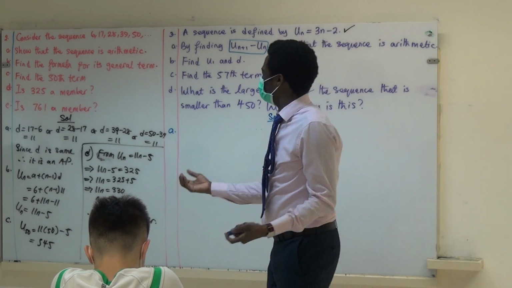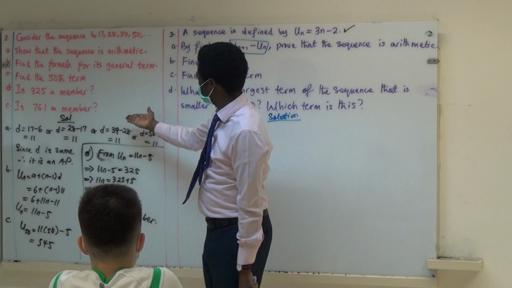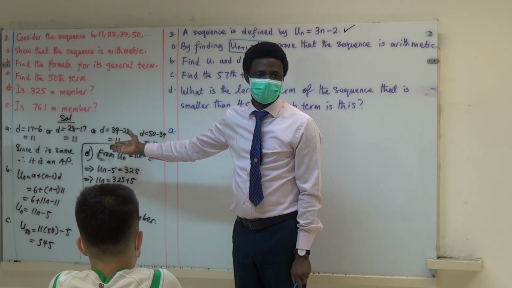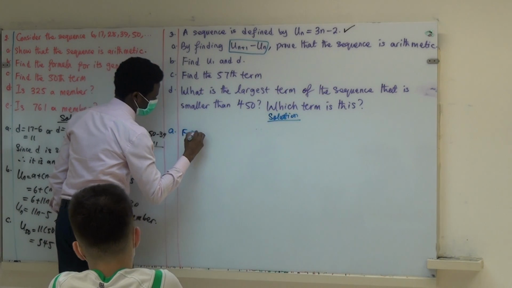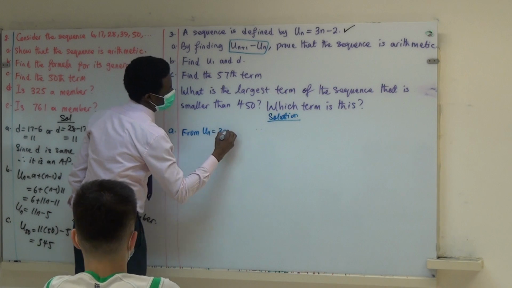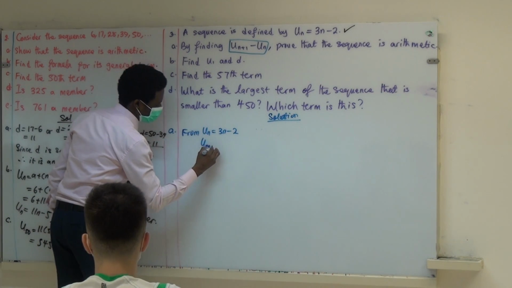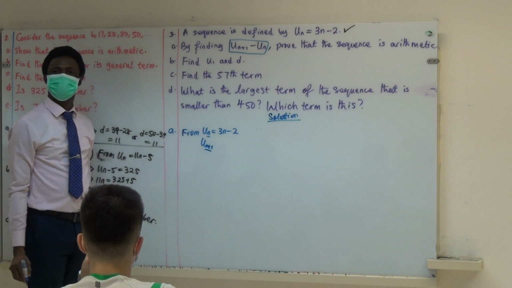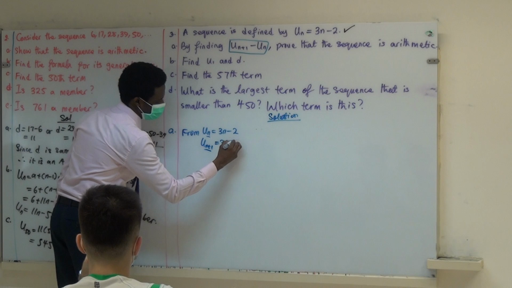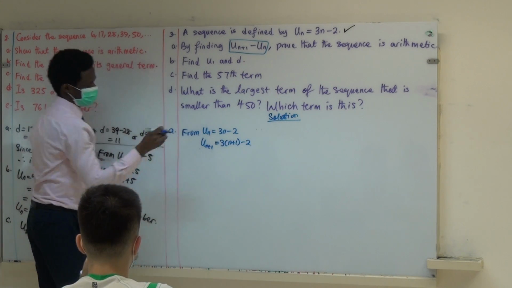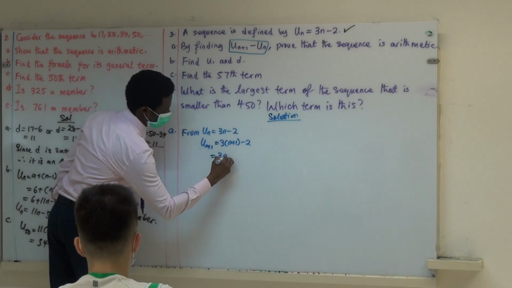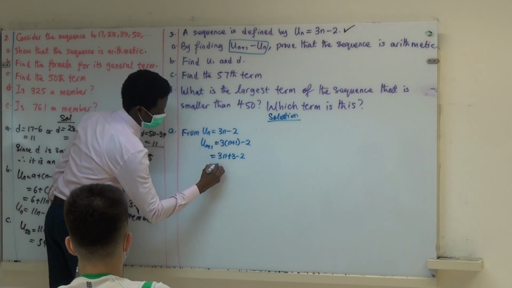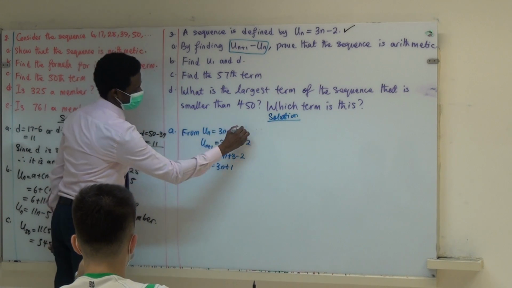But we are not finding the common difference as a number, because this is not like the case where your common difference is a bunch of numbers. So what do I mean by substitute? From u(n) equals 3n minus 2, u(n+1), which means n now changes to n plus 1, will be 3(n plus 1) minus 2. Is that okay, everyone? So that gives 3n plus 3 minus 2, which means this is 3n plus 1. So this is our u(n), this is our u(n+1).